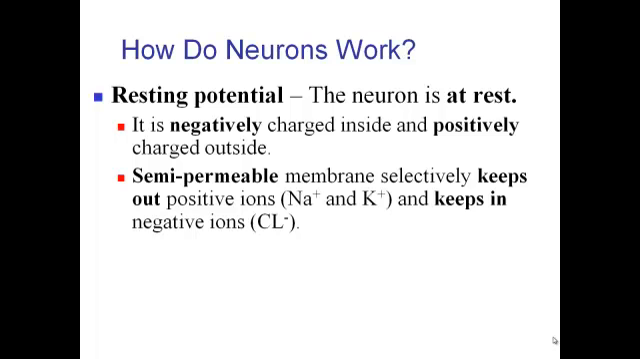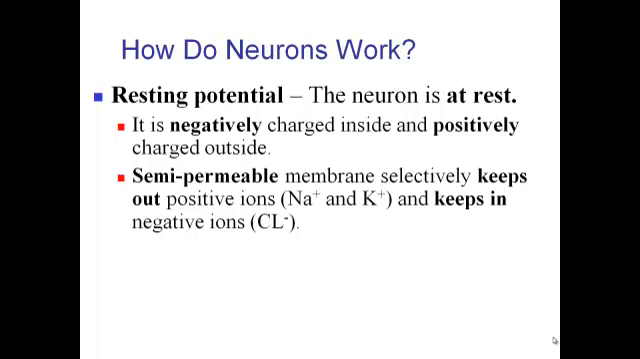Let's start with when the neuron is at rest. It's called its resting potential. Negatively charged inside, positively charged outside. So when the neuron is at rest, essentially it's not firing. The idea of firing is sending a message. So the cell is not actively sending a message, it is at rest. When it is at rest, it has a negative charge.